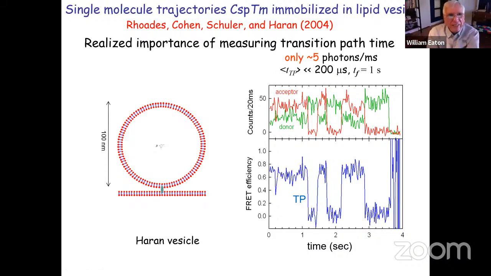And in this work, they realized the importance of measuring a transition path time. Now, they were only detecting about 5 photons per millisecond. So they really couldn't say very much about the transition path time, except it had to be much less than the photon interval. You actually need several photons to obtain a transition path time. But in any event, just sort of hand waving, they did get an interesting result by saying that it takes less than 200 microseconds with a protein that folds in a second. It already showed that the transition path time is enormously faster than the folding time, more than 5,000 times faster.